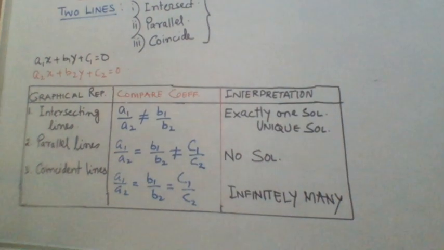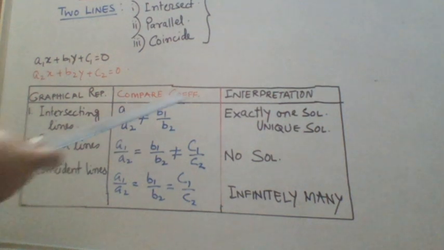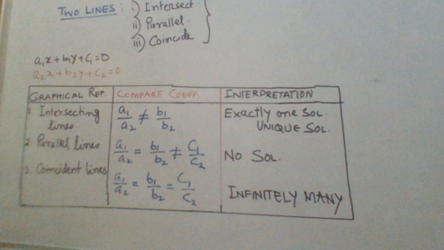Okay. So this is intersecting lines, parallel lines, and coincident lines. And this is the condition with the coefficients. What do you mean by coefficients? That I have explained with the help of the standard form of the linear equations. Now we will take some examples and solve them. Before that, please note down this table.